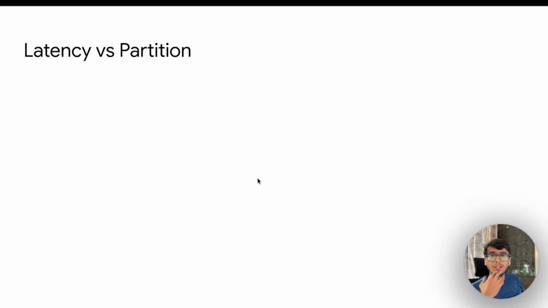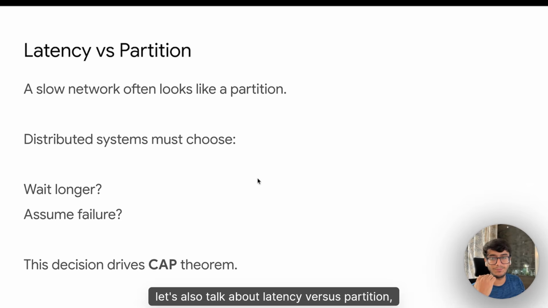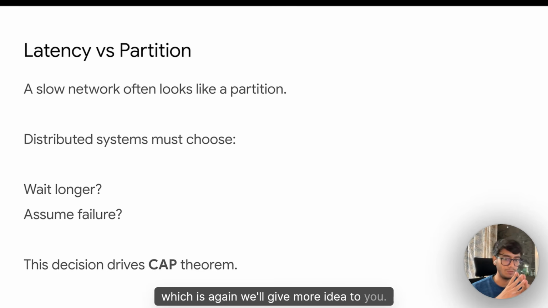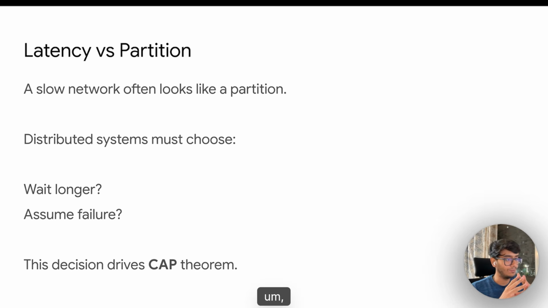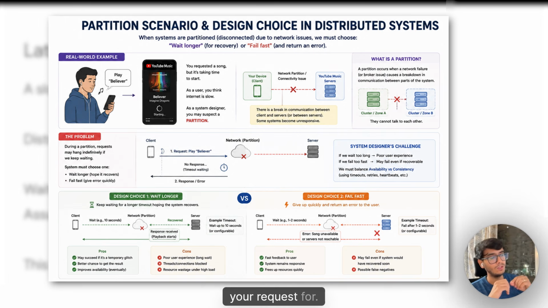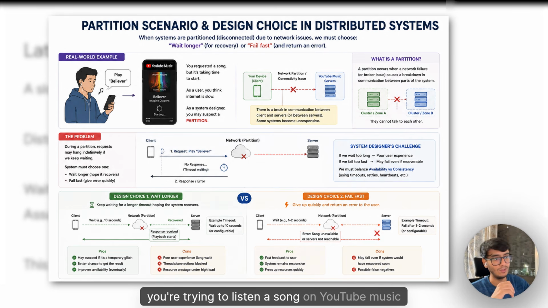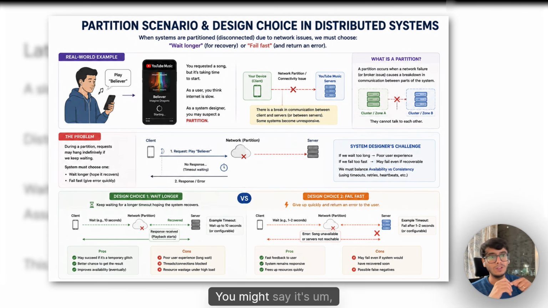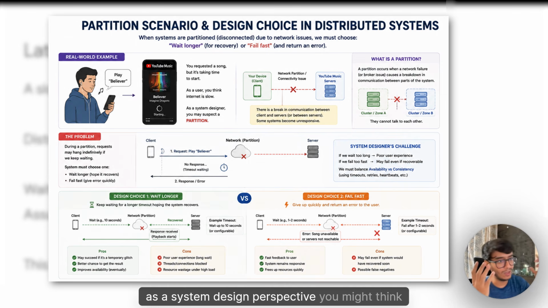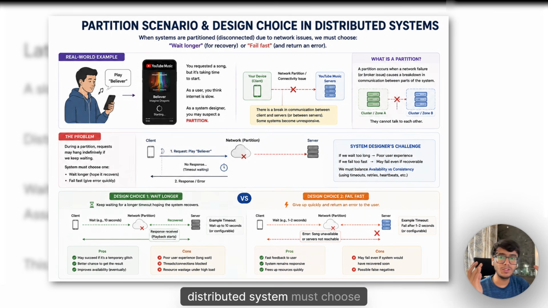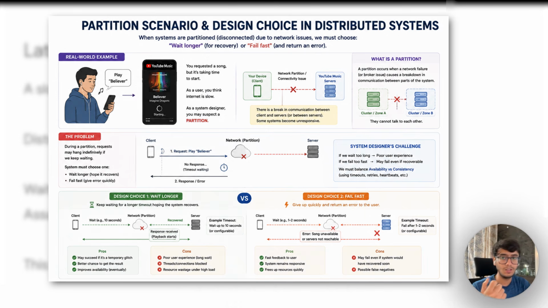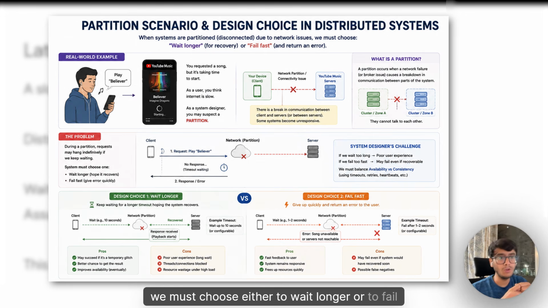Let's also talk about latency versus partition, which will give you more idea. A slow network often looks like a partition, right? Let's say you're trying to listen to a song on YouTube Music, and you're requesting a song, and it's taking some time to start. It could be that the internet is slow, but from a system design perspective you might think there's some partition, the servers are disconnected maybe, and a distributed system must choose, when this comes, either to wait longer or to fail fast.